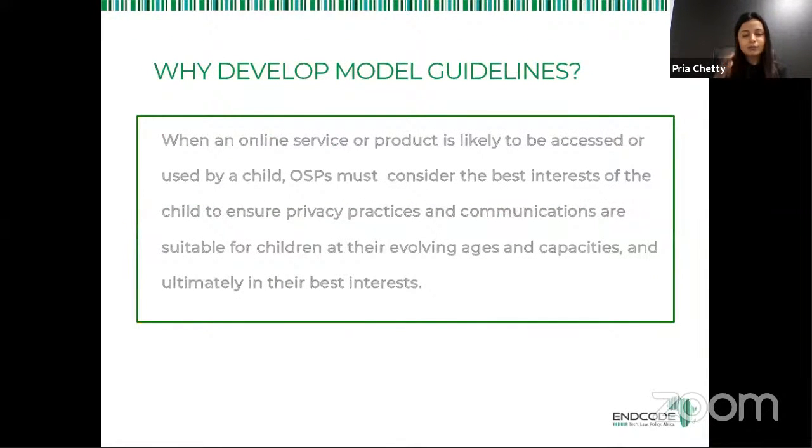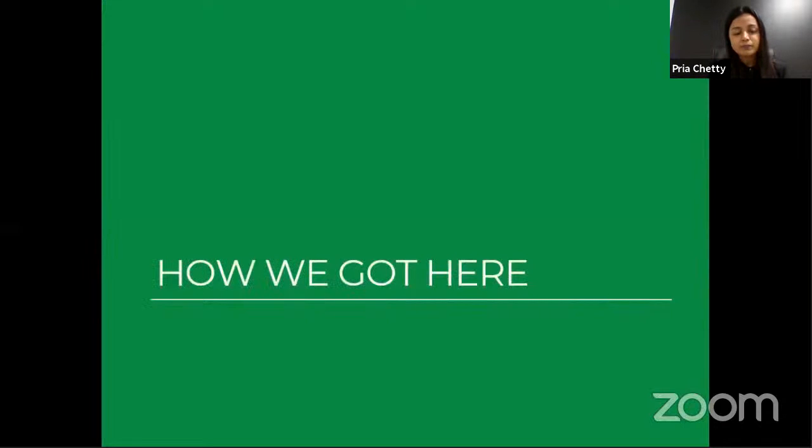So, pulling it together, why develop model guidelines? When an online service or product is likely to be accessed or used by a child, online service providers must consider the best interests of the child to ensure that their privacy practices and communications are suitable for children at their evolving ages and capacities, and ultimately in their best interests. And that's been the kind of rider for this project, really informing everything that we have done.